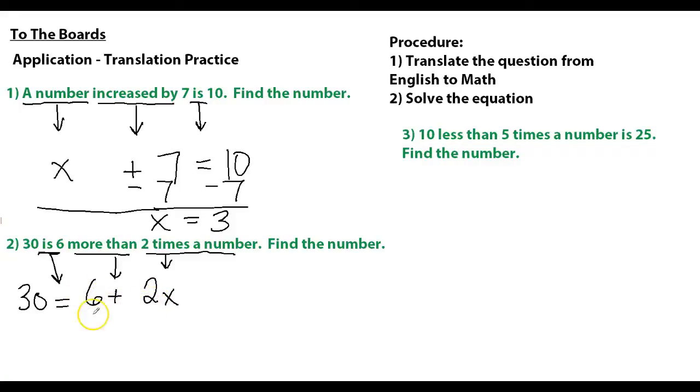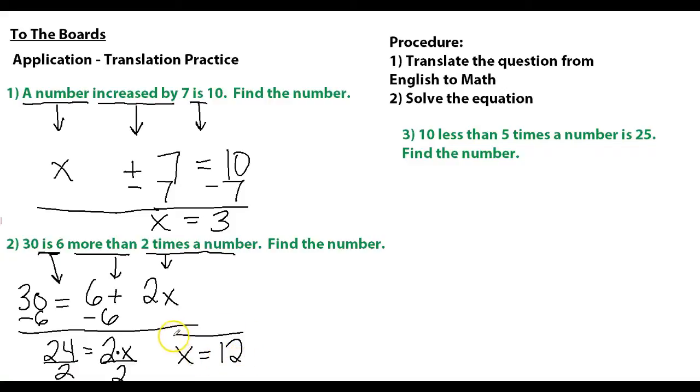So the first thing we're going to do is undo the plus 6. We'll minus 6 from both sides of the equation. That gets us 24 equals 2x. I now need to undo the times by 2. We'll do that by dividing by 2. And when we do that, we get X equals 12. That's our answer for question number 2.